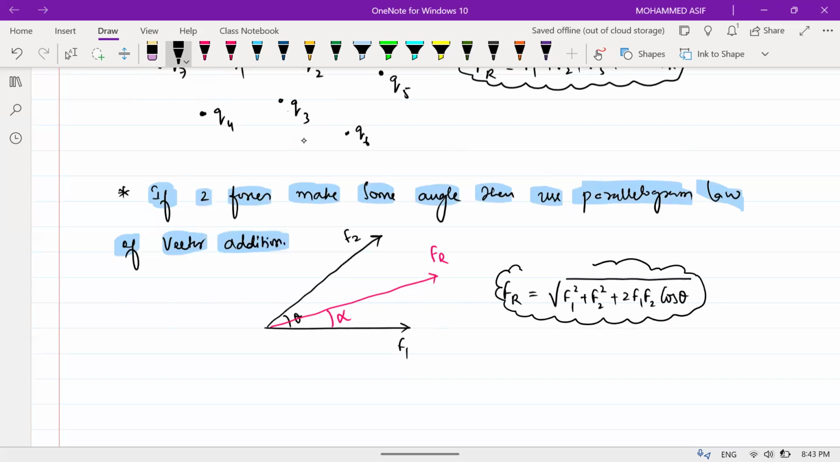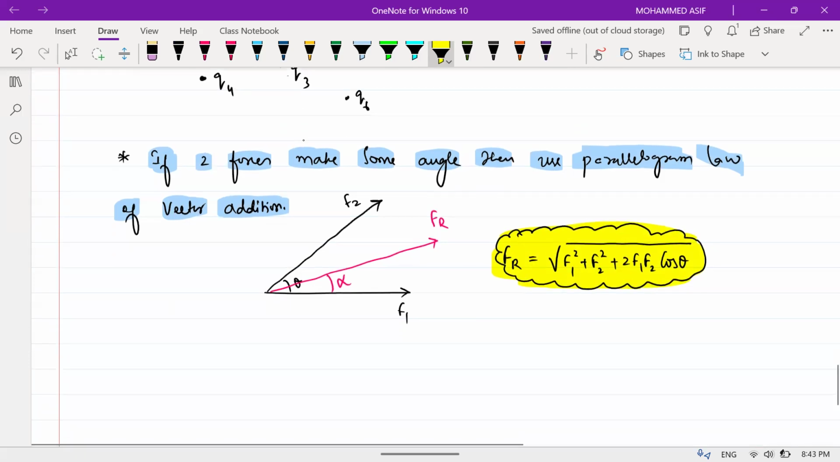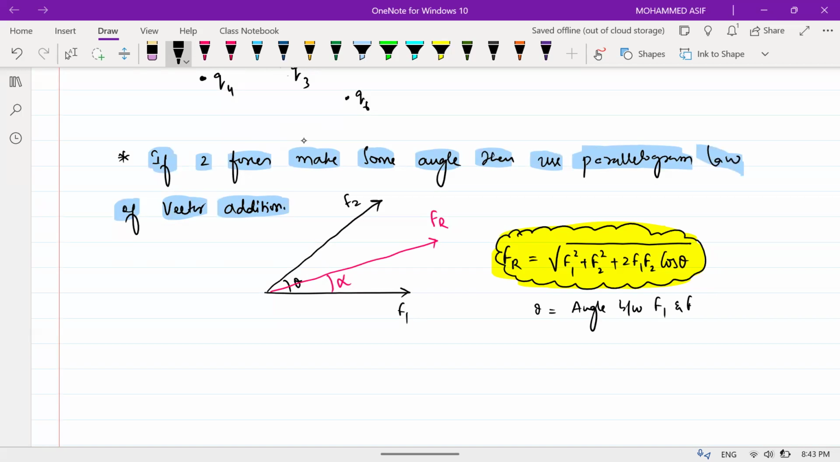The parallelogram law of vector addition uses the formula R is equal to under root of P square plus Q square plus 2PQ into cos theta. Do you remember this? Yes, the same thing we are using here. In place of P and Q, we are using F1 and F2. Am I clear? So if two forces are making some angle, the resultant is given by F resultant is equal to root of F1 square plus F2 square plus 2 F1 F2 into cos theta, and theta is the angle between F1 and F2.